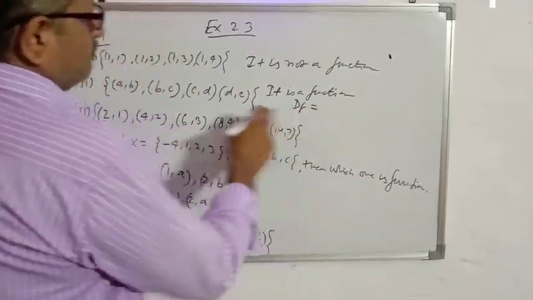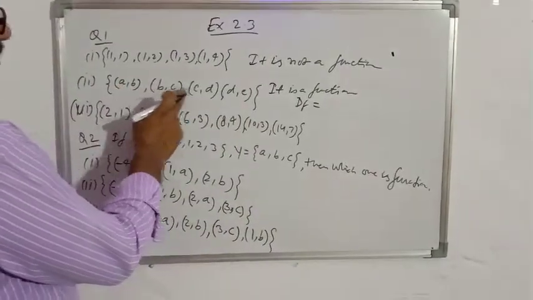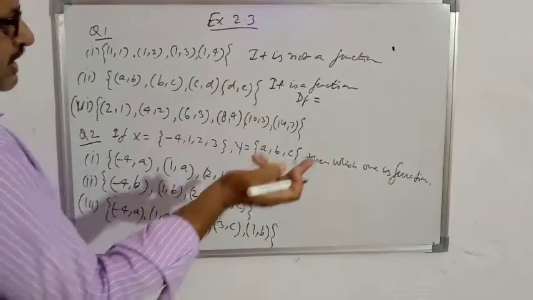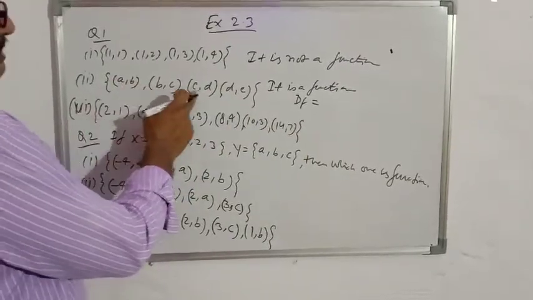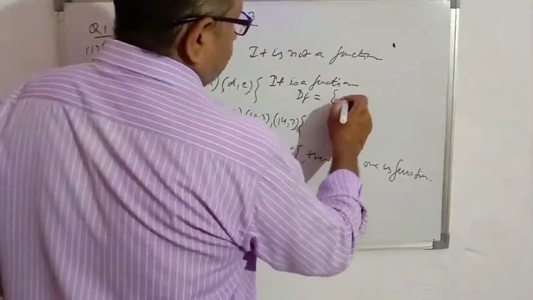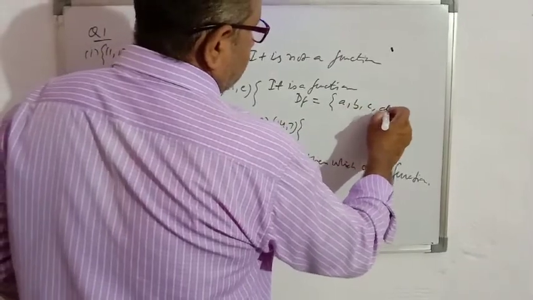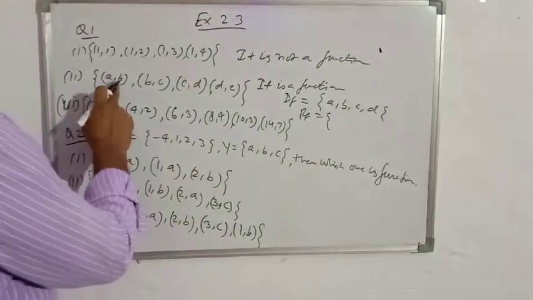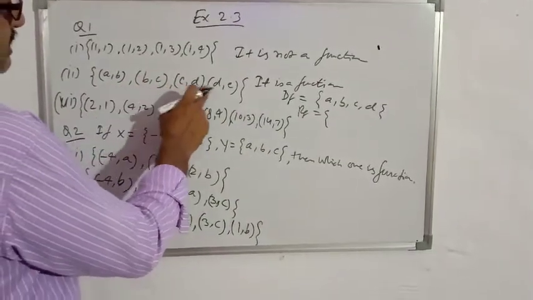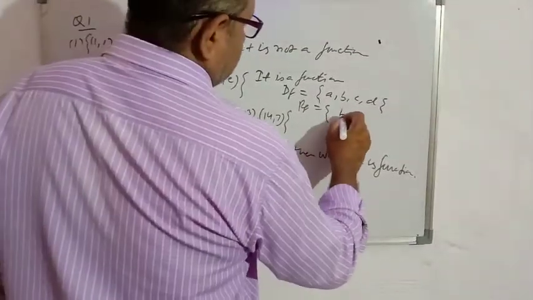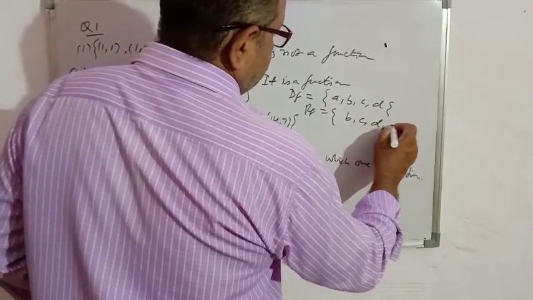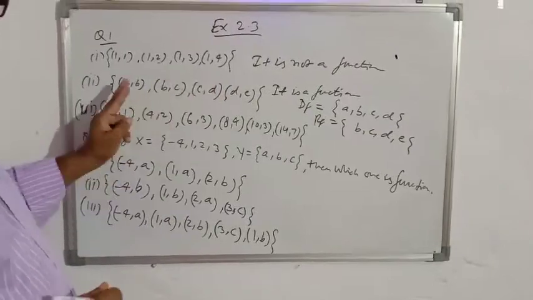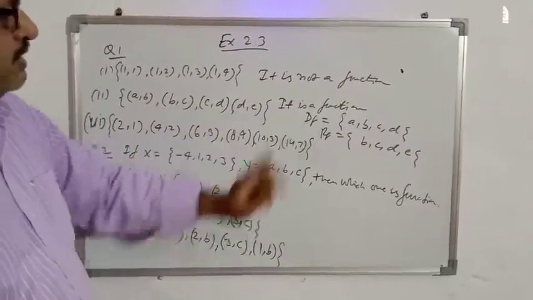Df means the domain of the function. The collection of the first components will be the domain and the collection of the second components will be the range. So the domain will be A, B, C, D. And what is the range of the function? B, C, D, E. So the collection of second components is the range, and the collection of first components is the domain.